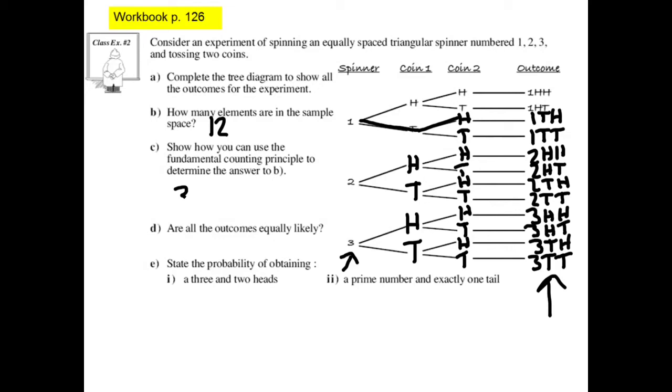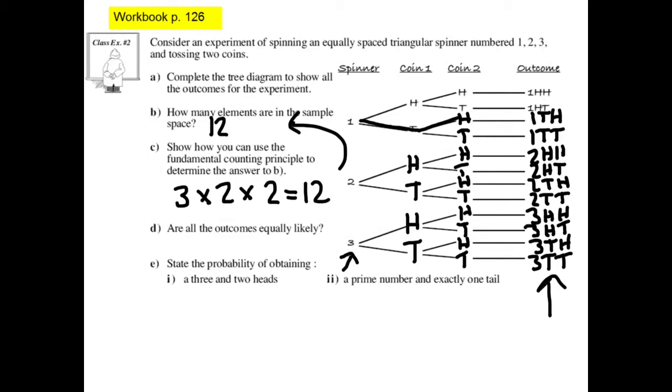So we know we have 3 possible outcomes for the spinner. If you multiply that by the 2 possible outcomes in coin 1 times the 2 possible outcomes in coin 2, then you're going to have a grand total of 12, which is what we found with the tree diagram itself.